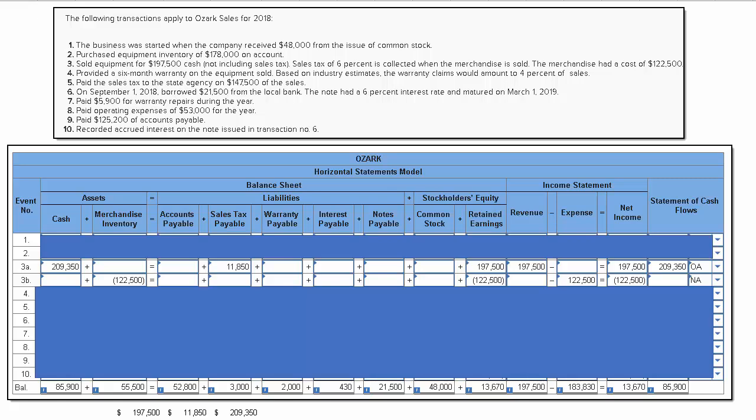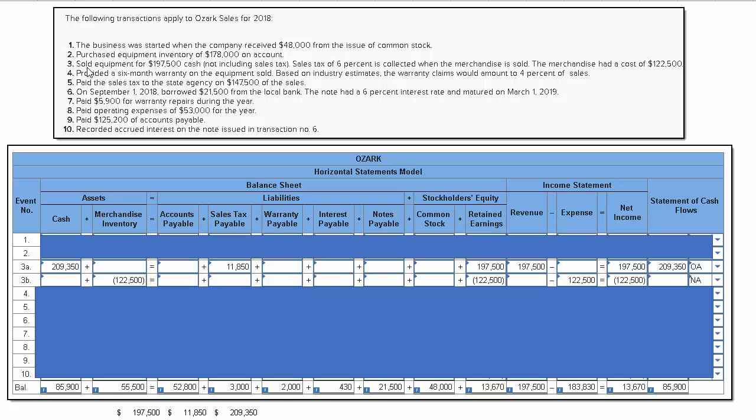Hi everyone, let's take a moment and work through just a couple parts of this liability problem. Okay, so you see the problem stated here. We've got the following transactions apply to Ozark sales for 2018. And I want to focus on number 3 in this brief demonstration. So what does number 3 say?